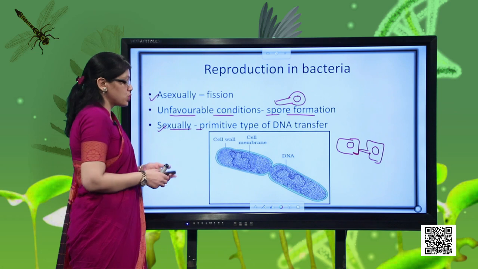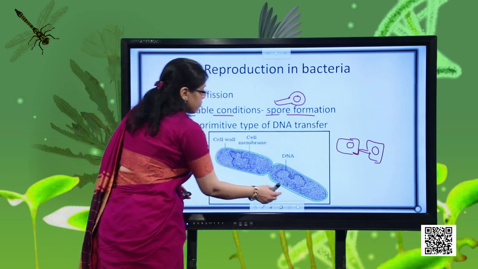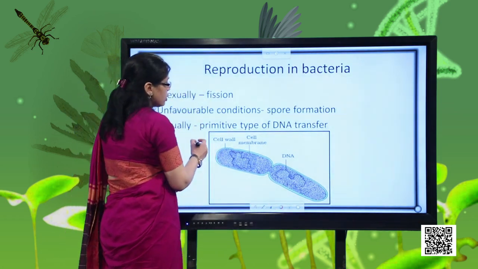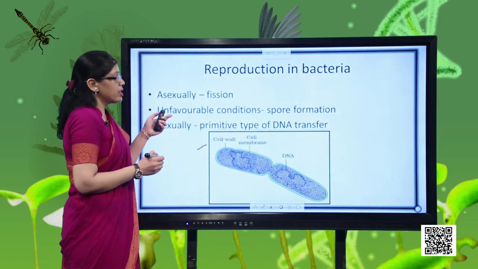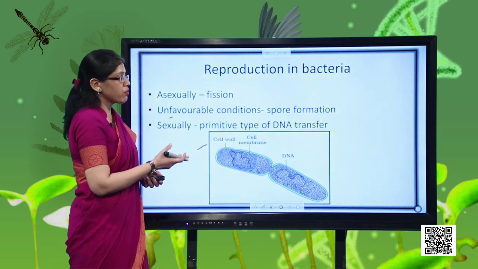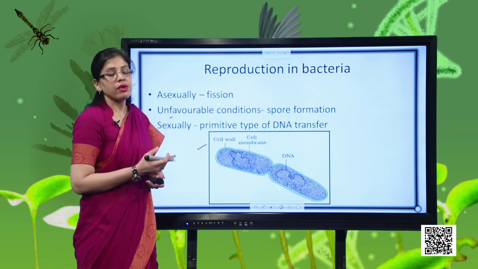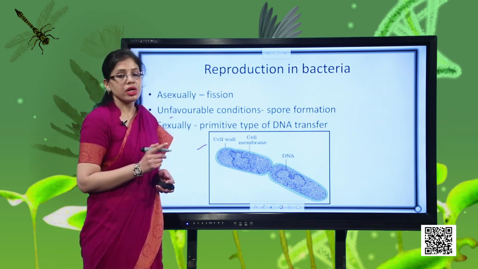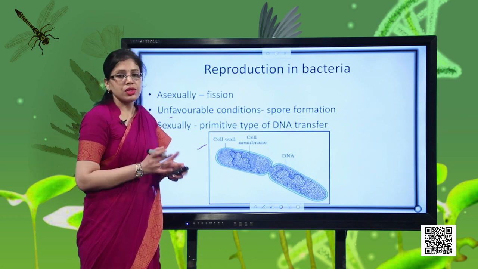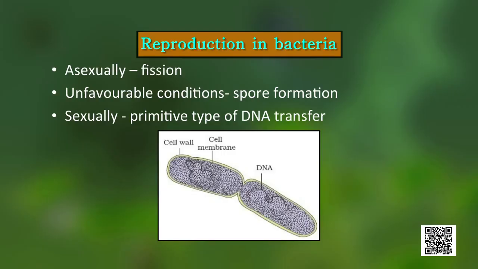So now let's recapitulate what the different methods are. The first one which we have is binary fission. You can see in the diagram also. Then under unfavorable situation, it may form spores, and it may also exchange a part of its DNA with the help of primitive sexual reproduction. This process does not match the typical sexual reproduction process because no gamete formation is taking place.